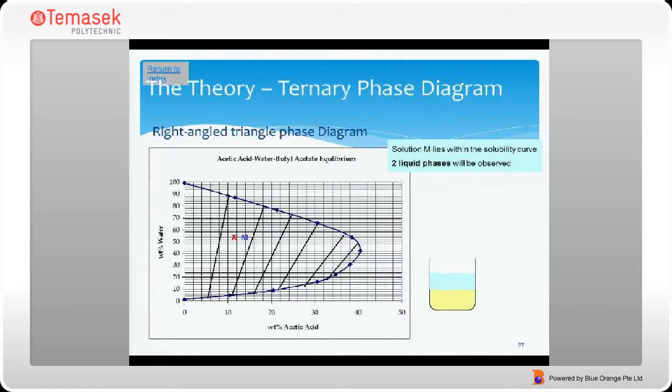Consider point M. As it lies within the solubility curve, two liquid phases will be observed in the beaker. What is the composition of M? From the x-axis, M contains 11.5 weight percent acetic acid. From the y-axis, it contains 53 weight percent of water. Thus, it contains 35.5 weight percent of butyl acetate to give a total of 100 weight percent.